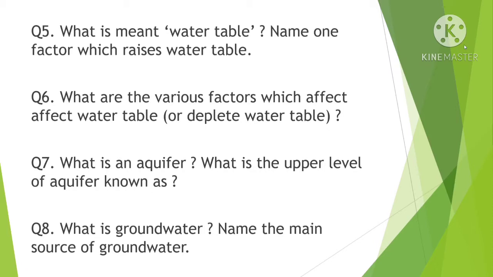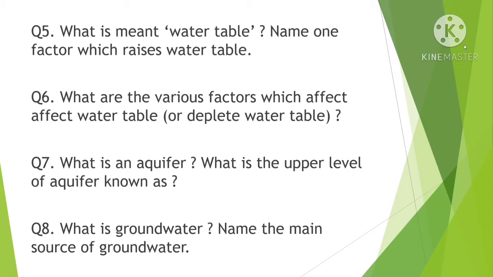Now our next question is, what is an aquifer? What is the upper level of an aquifer known as? Now aquifer means the underground layer of soil and the permeable rocks in which the water gets collected under the ground. It is known as aquifer. So in this aquifer, water is stored between the particles of soil and the cracks and pores of permeable rocks. Now the upper level of the aquifer is known as the water table.